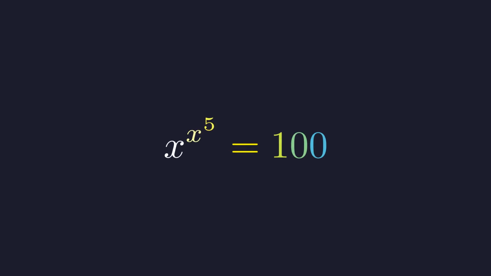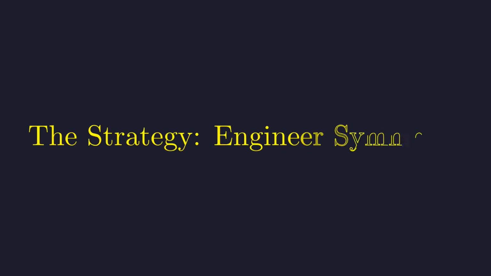Here's an equation with a tower of powers that looks pretty intimidating at first glance. But as we'll see, the solution is surprisingly elegant, and it comes from creating a very specific kind of symmetry. The whole strategy here is to reshape this equation until it looks like a to the power of a. Once we get it into that form, the path to the solution becomes much clearer.